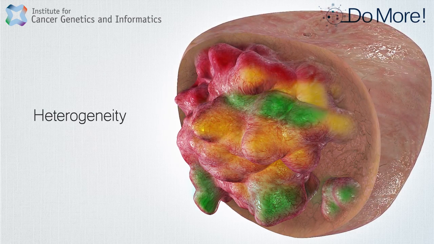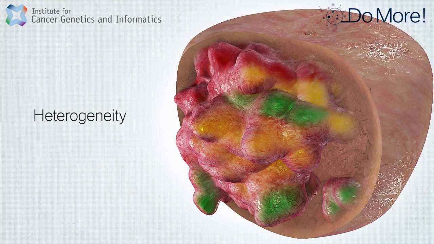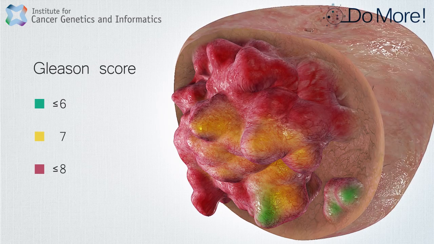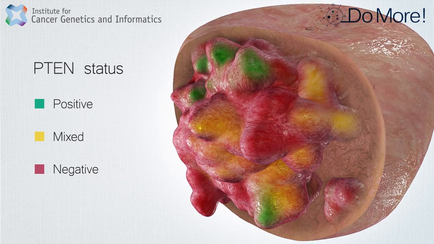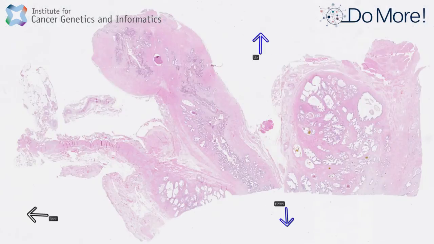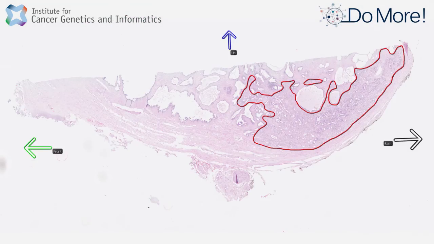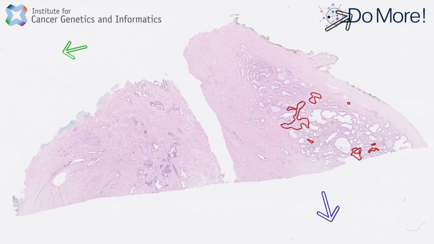We use 3 different prognostic markers, each divided into 3: DNA ploidy, Gleason score, and P10 status. The models in the app are created with digitized H&E stained tissue sections and configured into spatial context.